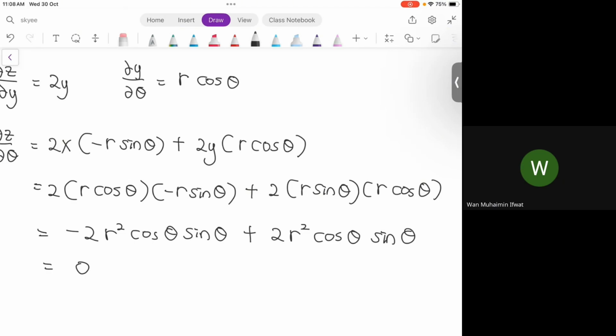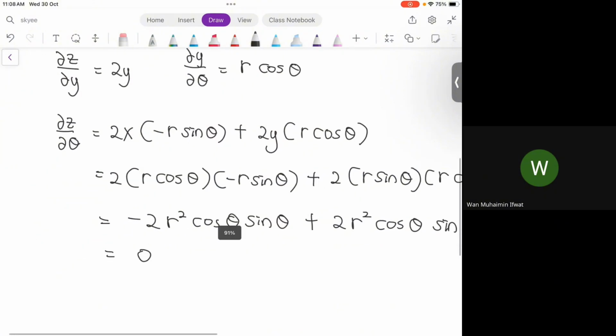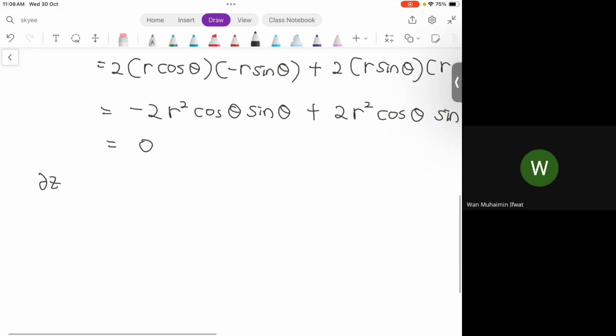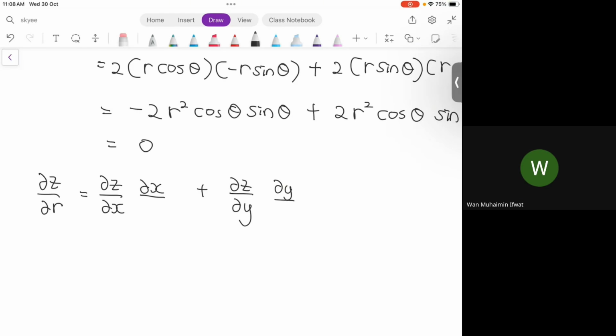Right, so we move on to the next one. We have to find del z del r. Form the equation again: del z del r. Check your main function. It has an x variable, so you will have an x section, and it also has a y variable, so you have a y section. Copy back, and then follow what you want to find, so it will be del r.